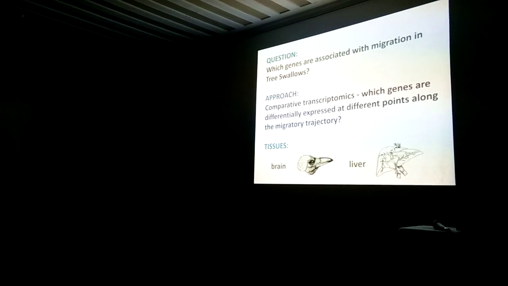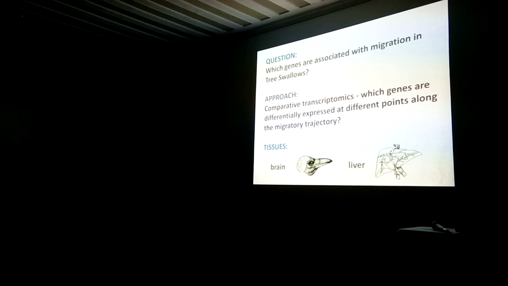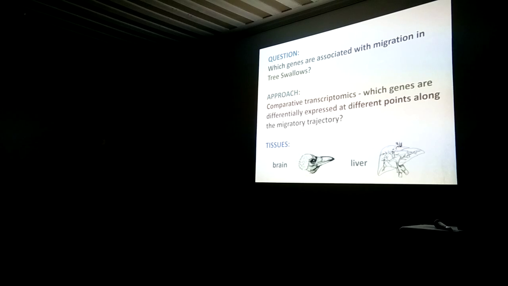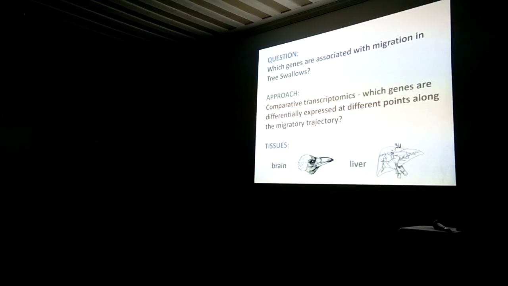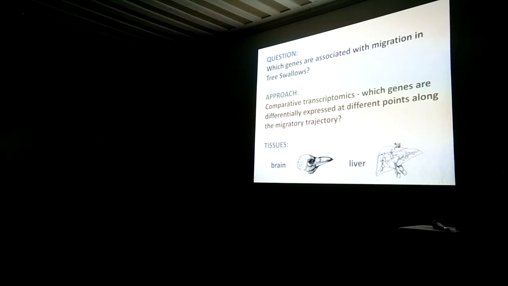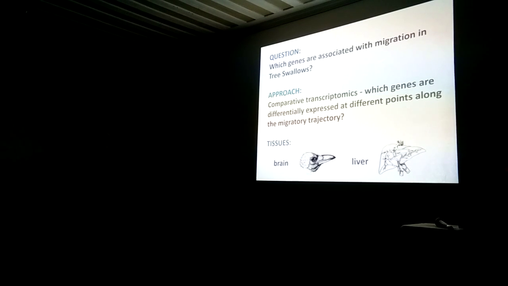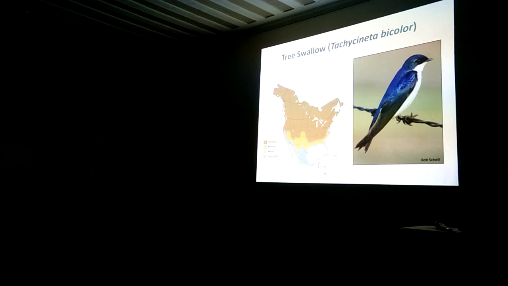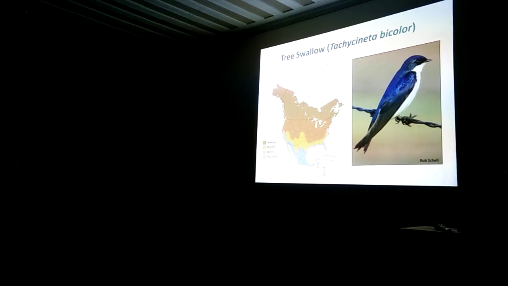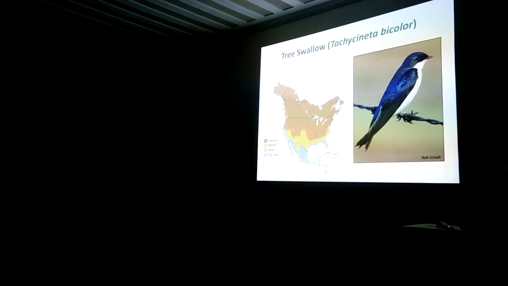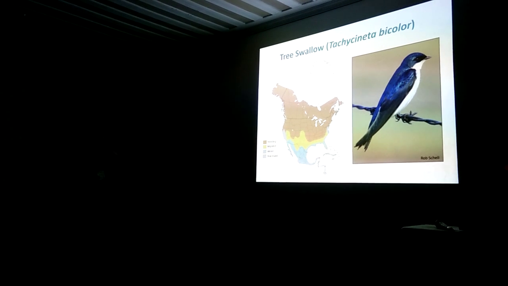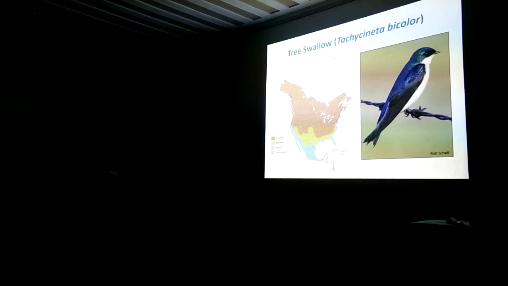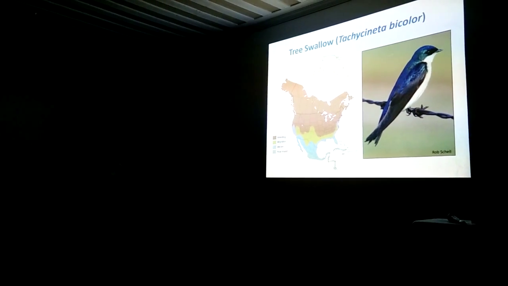So the question that I'm asking is which genes are associated with migration in tree swallows, and I'm taking a comparative transcriptomics approach to answering that question. So asking which genes are differentially expressed at different points along the migratory trajectory, looking specifically at brain and liver tissue. This talk focuses on work in tree swallows, Tachycineta bicolor, which breed throughout central to northern North America and then migrate south through the southern United States to their wintering areas in Mexico and the Caribbean.